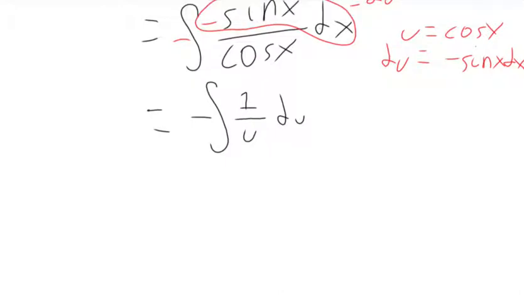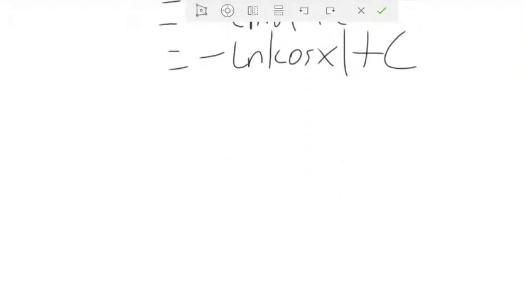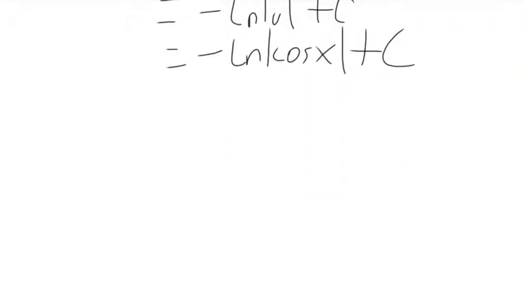And we know how to integrate this. I know that integral of 1 over u du is going to give me natural log absolute value of u plus constant. And then my u is cosine of x, so let's put that back. So I'm going to have negative natural log absolute value of cosine of x, and then plus a constant. And if you like, you can say that this is your answer, but I'm going to rewrite it a little bit the way we usually write the answer.